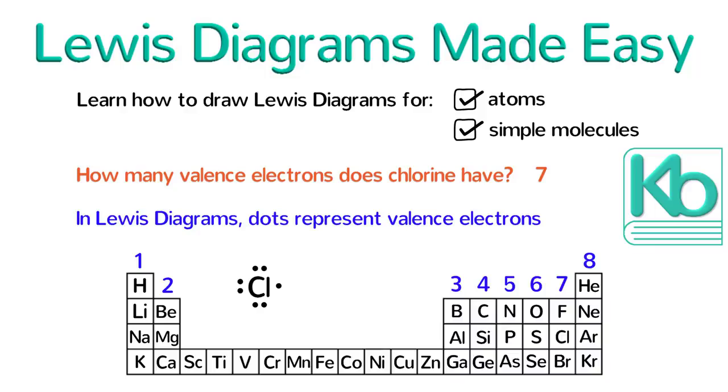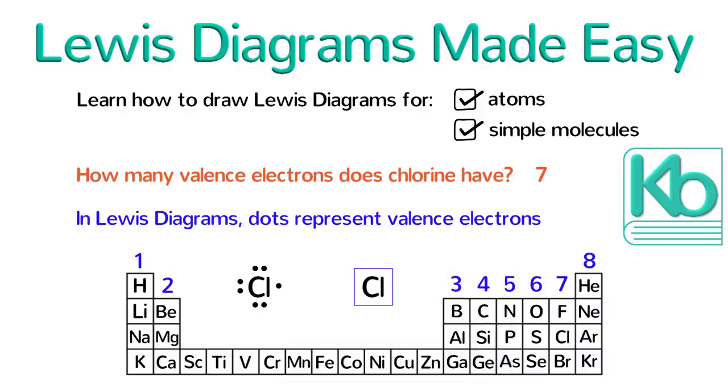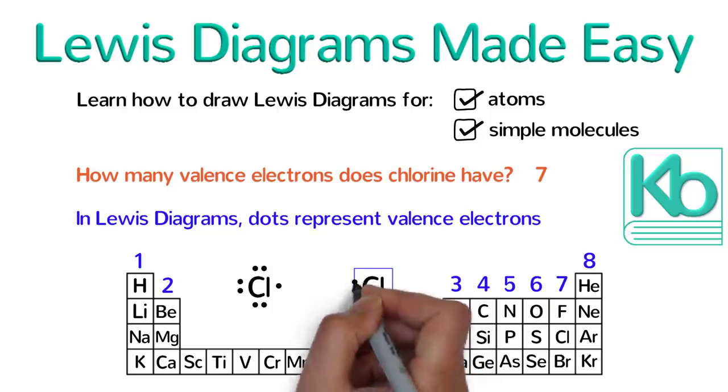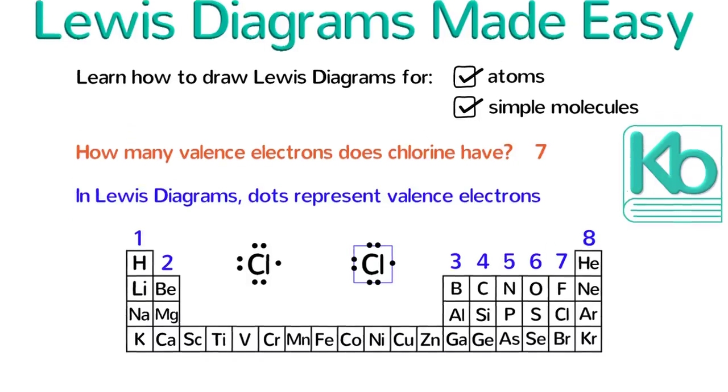When you draw the dots, don't just put them anywhere. Instead, imagine a square around the element symbol. The dots should be neatly drawn on the 4 sides of the square with no more than 2 dots on any side. Practice drawing Lewis diagrams of a few elements just to make sure you've got it.